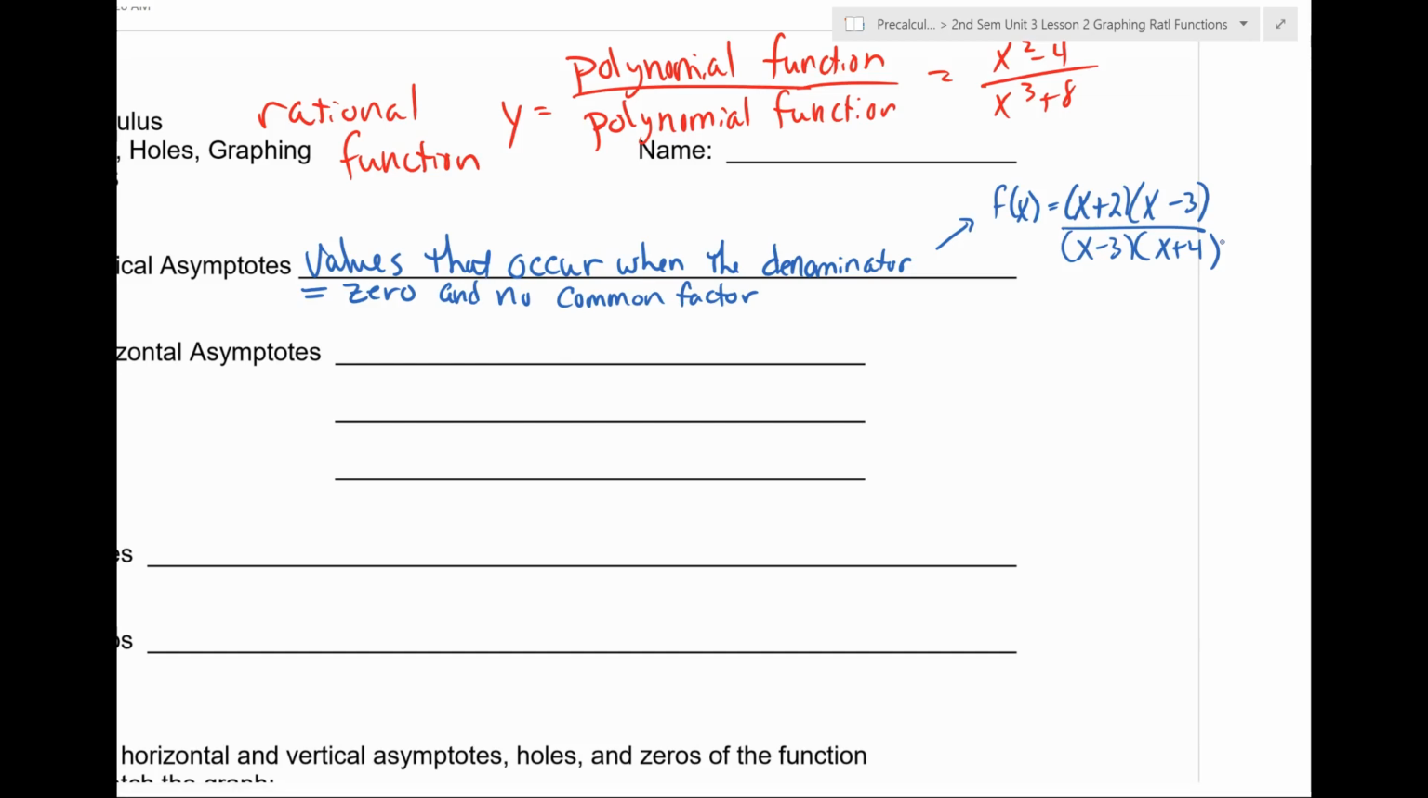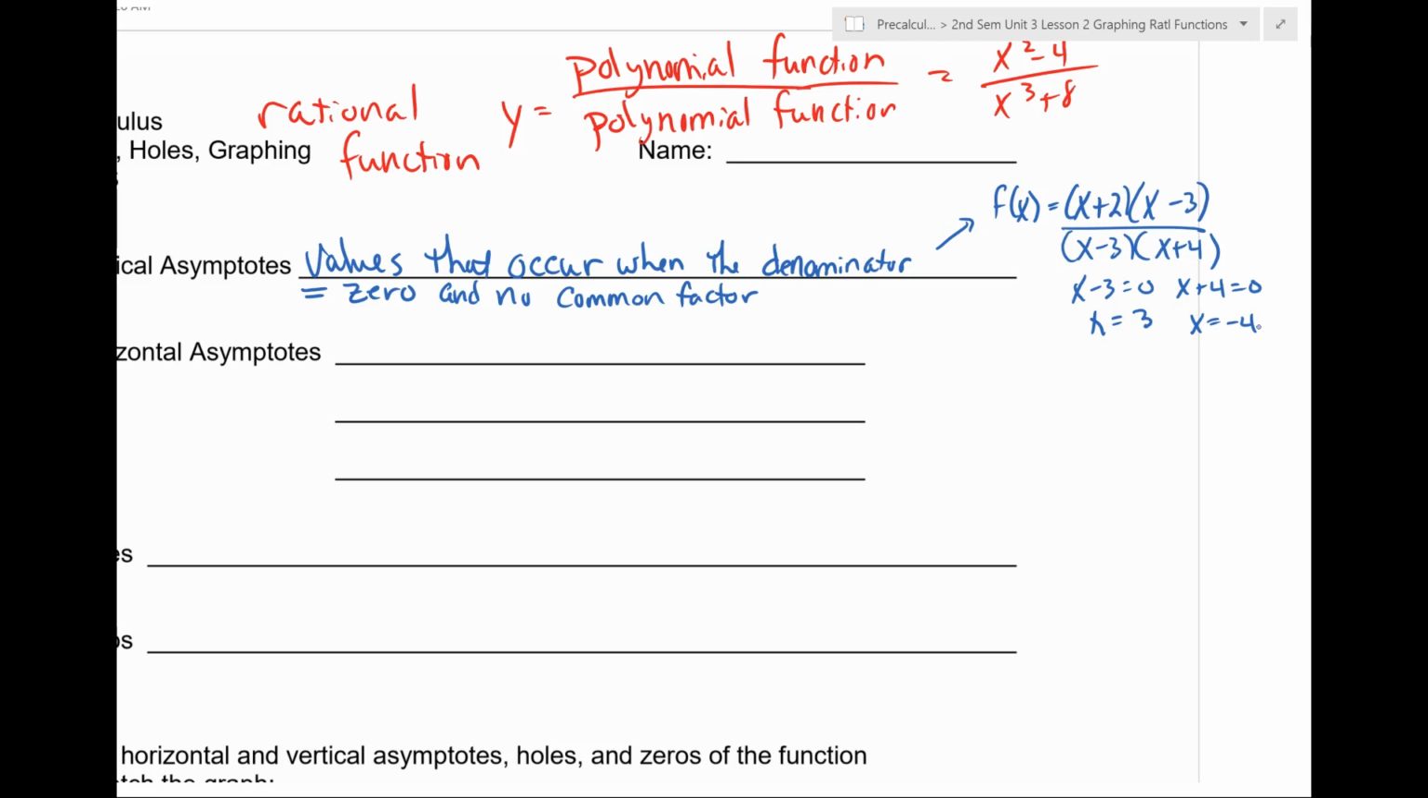when is the denominator of that function equal to 0? Isn't that when you go x minus 3 is equal to 0, x plus 4 is equal to 0? I'm not trying to be flippant, but isn't that when it happens? Right? And so you get two answers. You get x equals 3, and you get x equals negative 4. But remember, it says values that occur when the denominator is equal to 0 and no common factor.